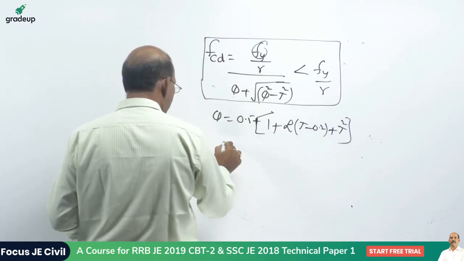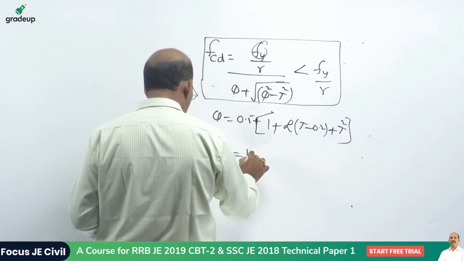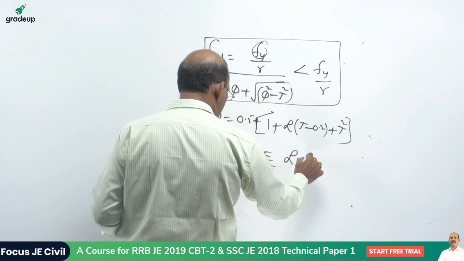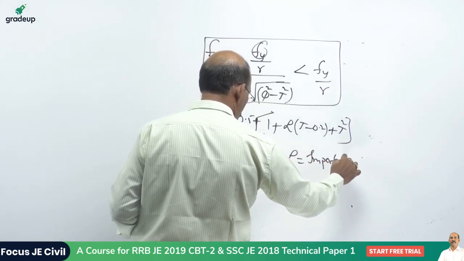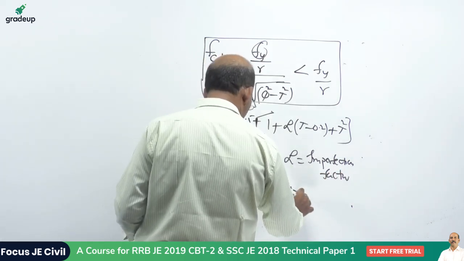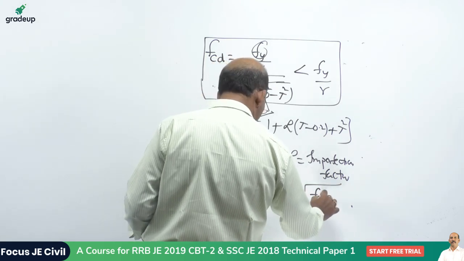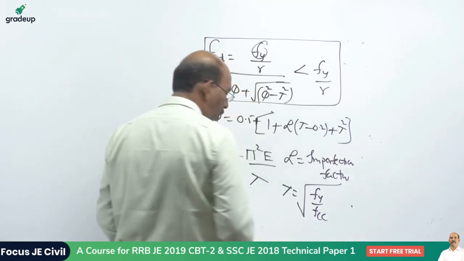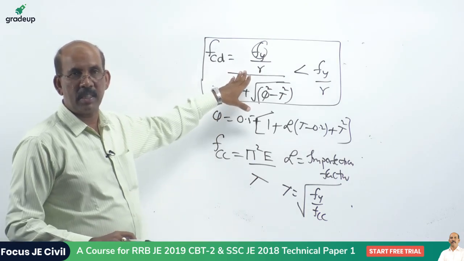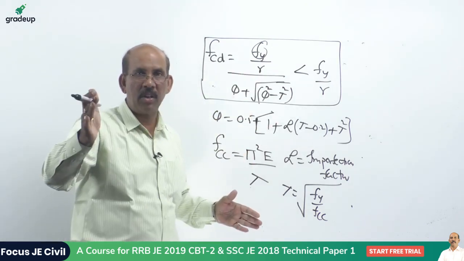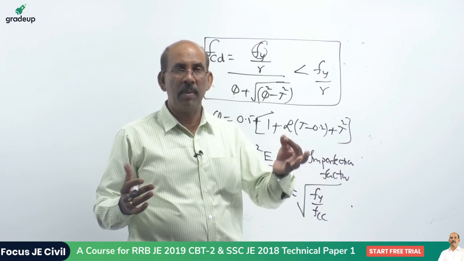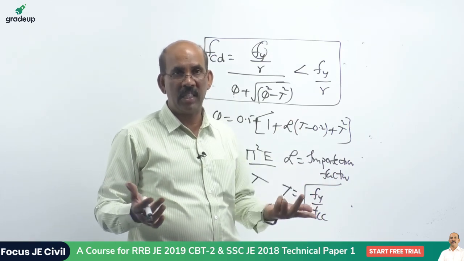So this is the FCC Euler's buckling stress, pi square EI divided by lambda square, and alpha is the imperfection factor, and the value of lambda is equal to square root of Fy divided by FCC. So this is the formula that is used in the computation of these particular stresses in the Euler's method. Like that, we have different formulas, and accordingly the approach is different. Finally, the stress will show only slight variation with reference to the axial compression.